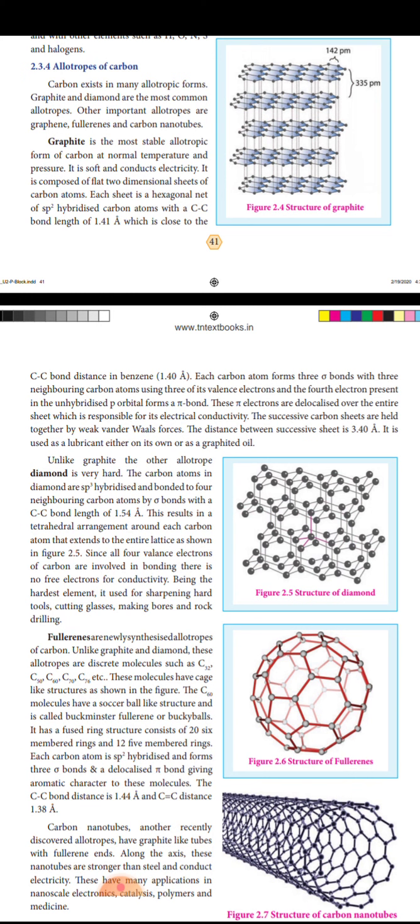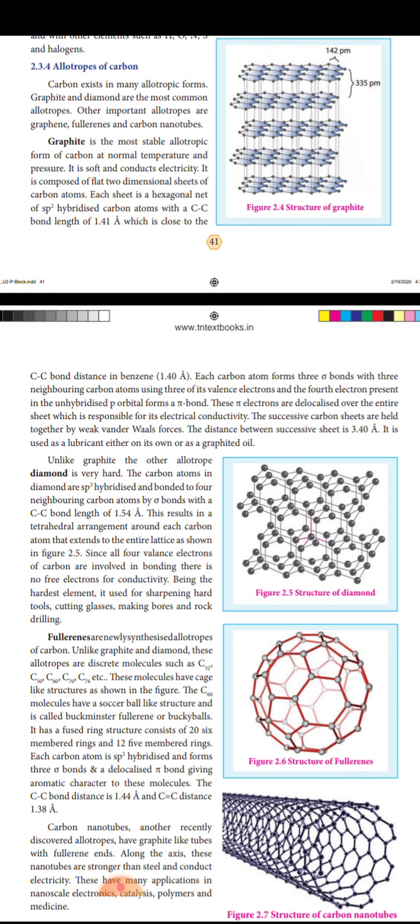It is soft and conducts electricity. It is composed of flat two-dimensional sheets of carbon atoms. Each sheet is a hexagonal net of sp2 hybridized carbon atoms with a carbon-carbon bond length of 1.41 angstrom, which is close to the carbon-carbon bond distance in benzene, that is 1.40 angstrom.